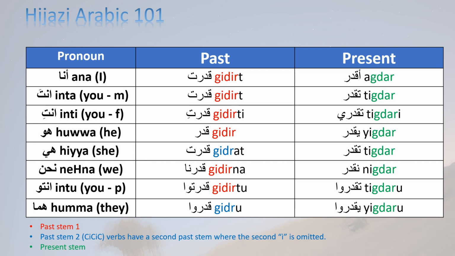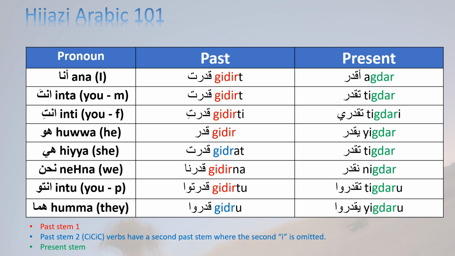أنا أقدر. I can. انت تقدر. You masculine can. انتي تقدري. You feminine can. هو يقدر. He can. هي تقدر. She can. نحن نقدر. We can. انتو تقدروا. You can. هما يقدروا. They can.